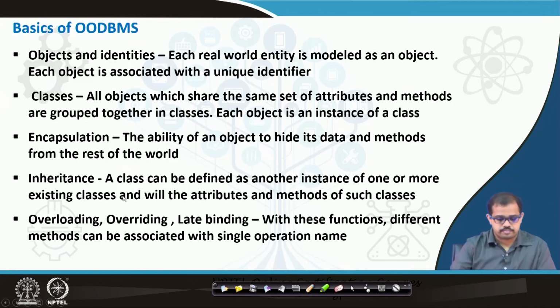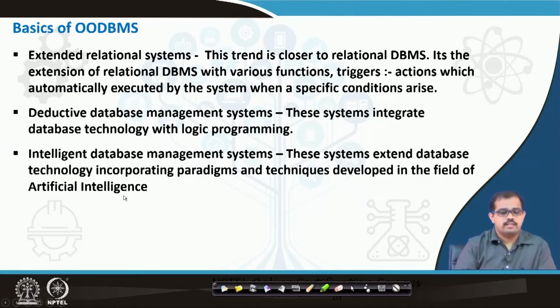And when you look at extended relational systems, this trend is closer to relational databases, that is object oriented relational database management systems. These are extensions of relational database management systems, with various functions, triggers, and actions that are automatically executed by the system when specific conditions arise, which was a disadvantage in a relational database.